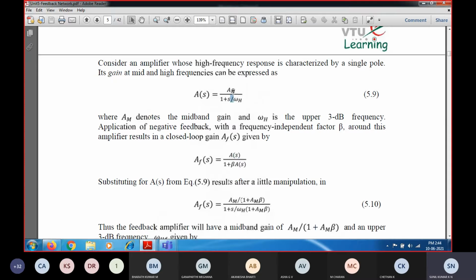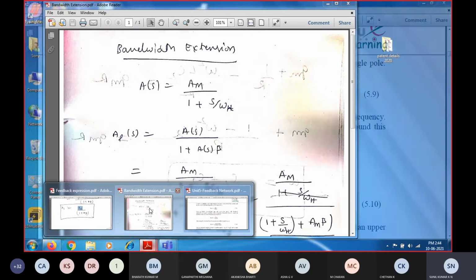So this is the expression A_M divided by 1 plus s by omega_h. Substitute the same thing: A(s) will be equal to A_M divided by 1 plus s by omega_h. I have just simplified that expression, and I will show it to you.